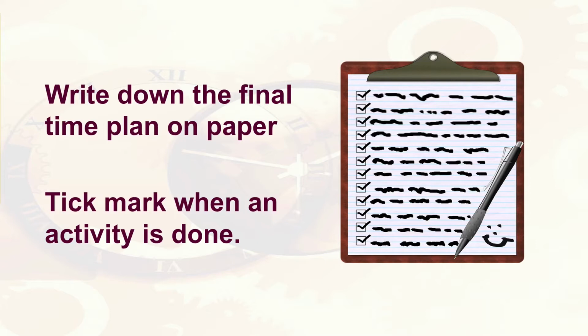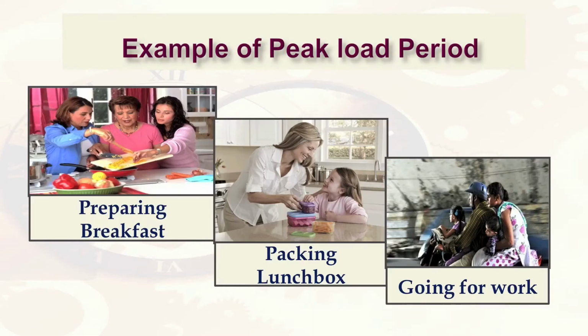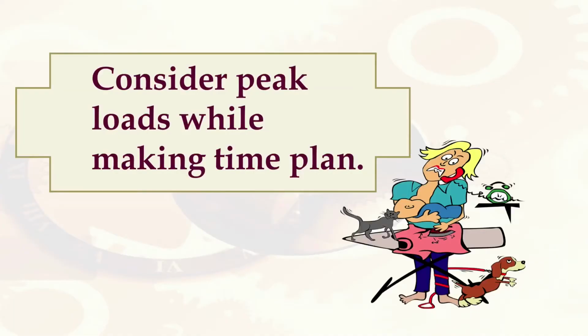Now, in a day, there is some time which is known as peak load period. Why? Because the time is less and the number of activities we have to do is large. For example, in this picture, you can see the woman is making breakfast and packing the lunch. The whole family is going for work. Peak period is the period in which a number of activities need to be performed in a small time. Consider the activities during peak load period while making the time plan.